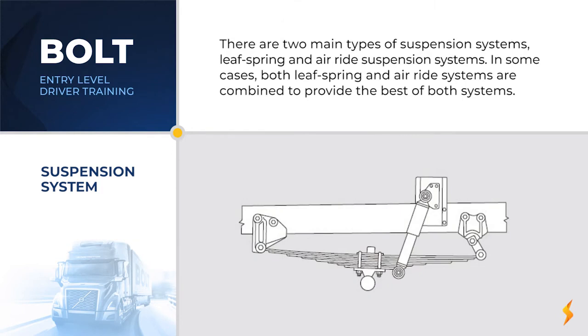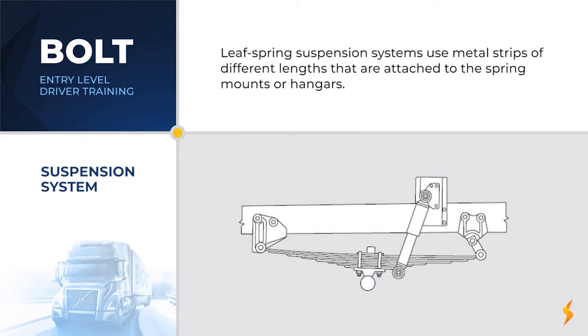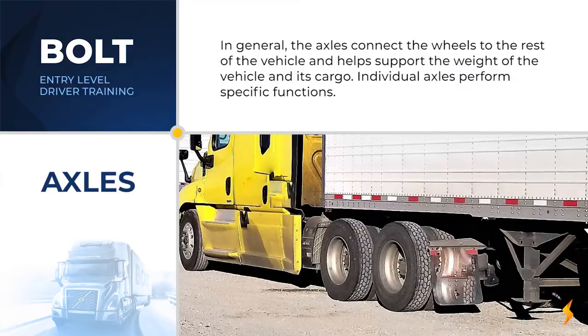There are two main types of suspension systems: leaf spring and airbag suspension systems. In some cases, both leaf spring and air ride suspension systems are combined to provide the best of both systems. Leaf spring suspension systems use metal strips of different lengths that are connected and attached to the spring mounts or hangers. In general, the axles connect the wheels to the rest of the vehicle and help support the weight of the vehicle and its cargo.